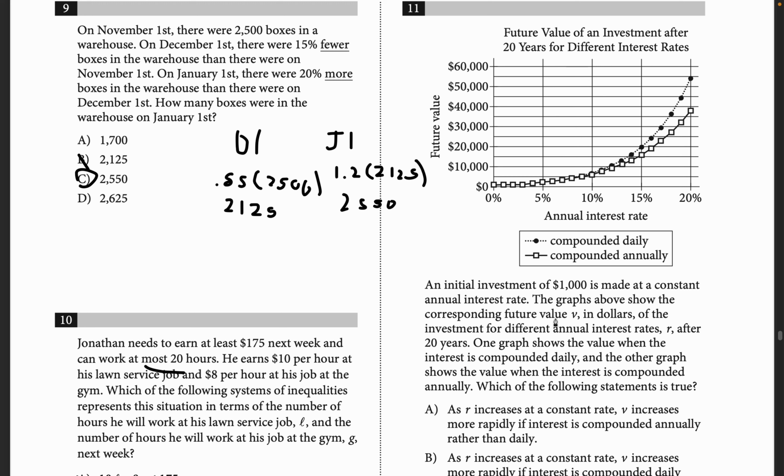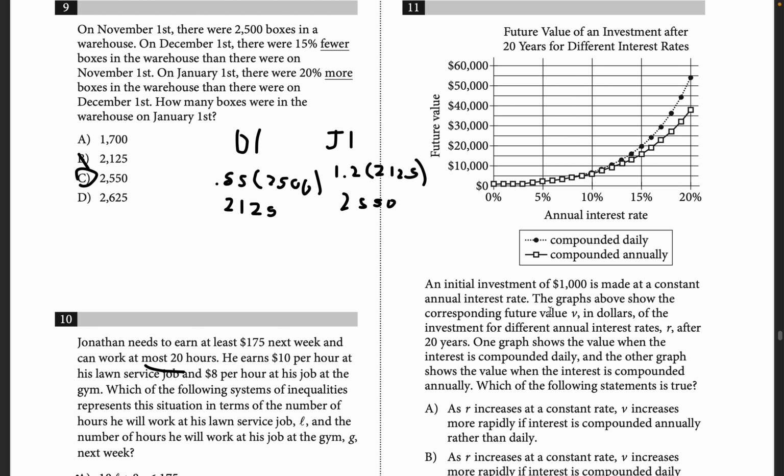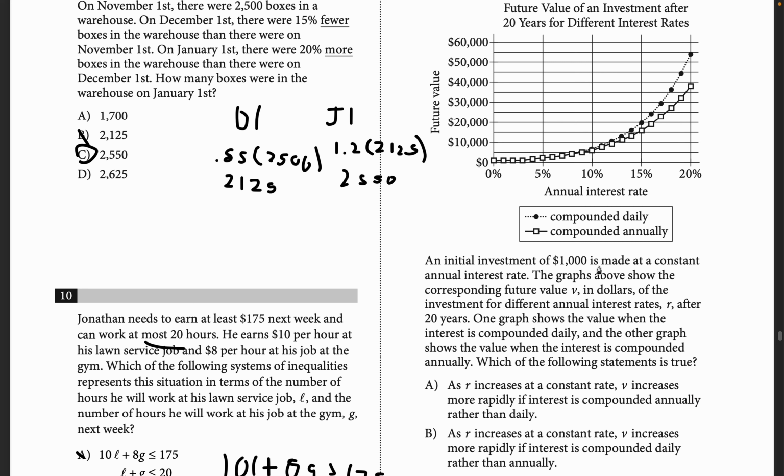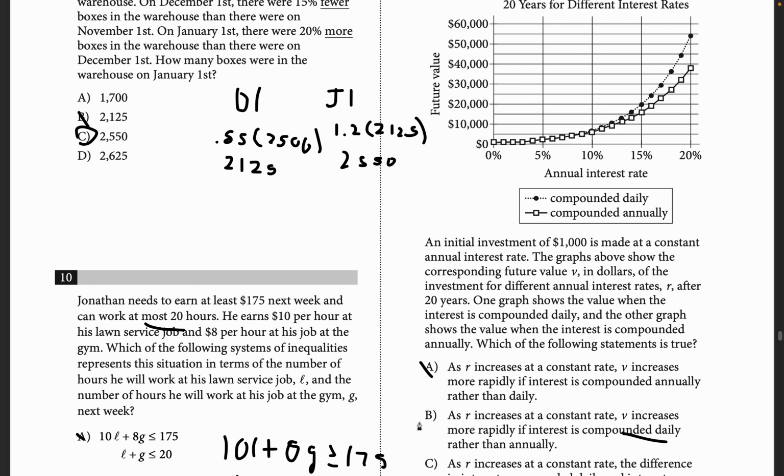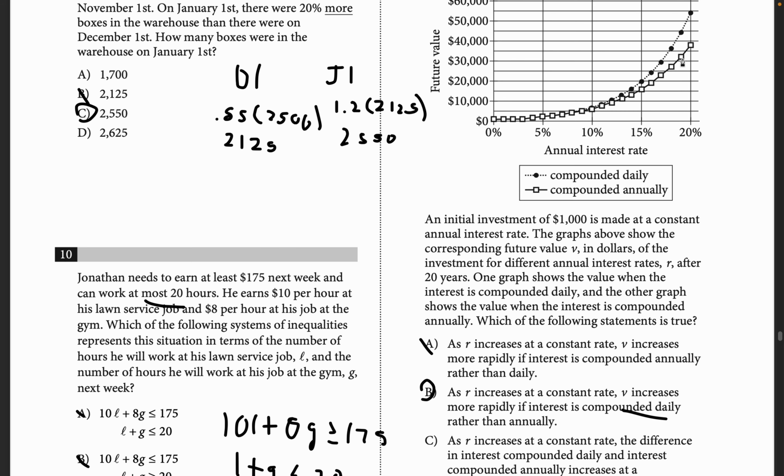Graphs of the corresponding future values in dollars of the investment for different annual rates. One graph shows the value when the interest. Okay, so the daily one is this one, and the annual one is this one. So as R increases at a constant rate, V increases more rapidly. So if it's annual, it'll go faster. No, because it's below it. The daily one will go faster. So daily, that's the answer. Yes, because it's going faster, it's increasing exponentially. Greater than this one.